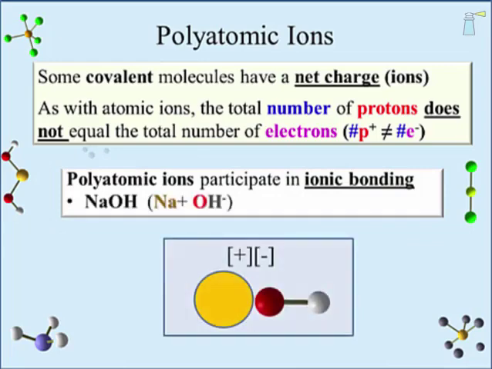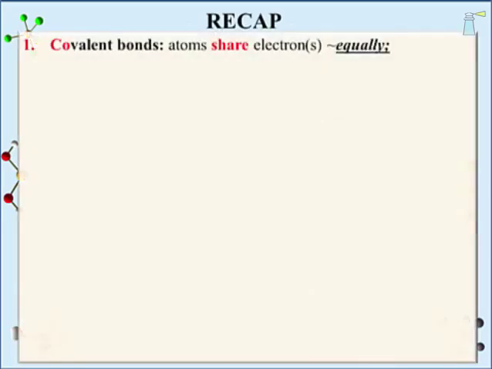Here is the base sodium hydroxide, NaOH. It is an ionic compound composed of an atom ion, Na+, and a polyatomic ion, OH-. There's more on ionic bonding involving polyatomic ions in the ionic bonding lecture. Recapping the lecture. In a covalent bond, atoms share one or more valence electrons more or less equally.